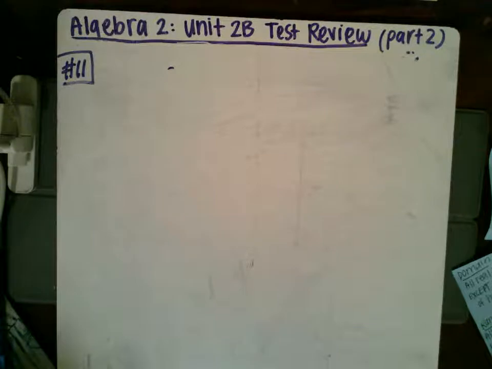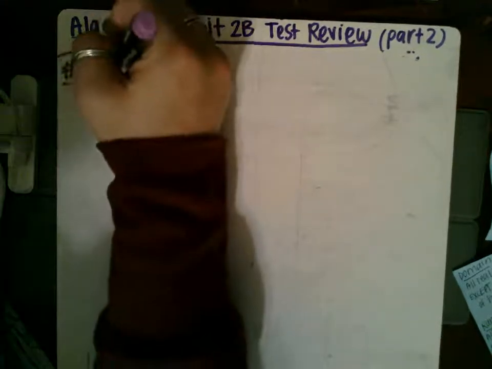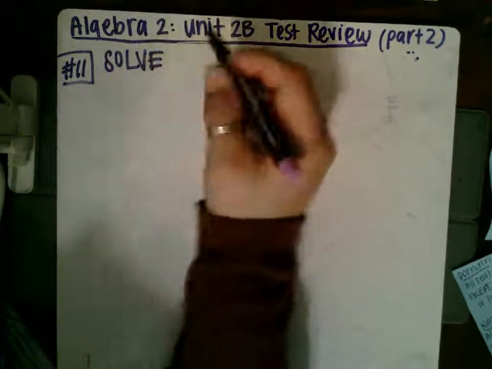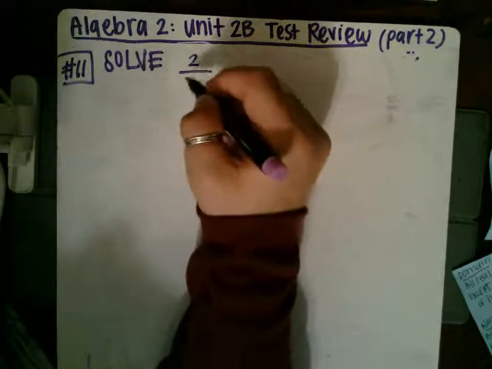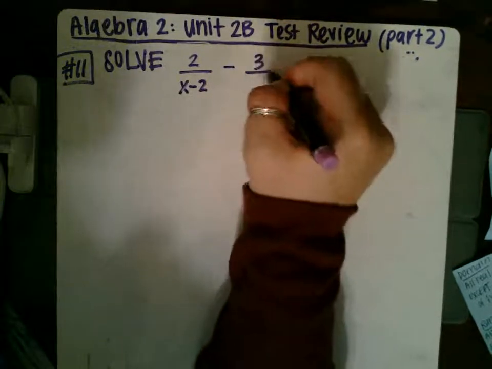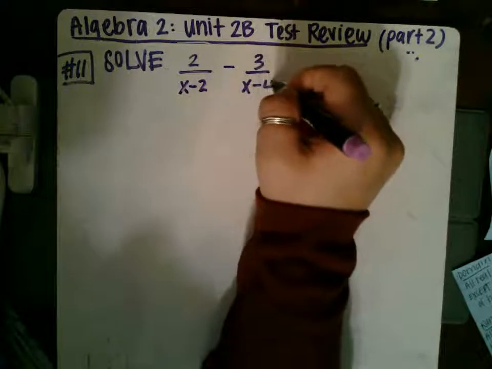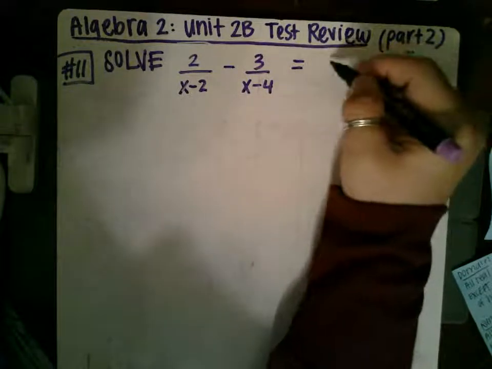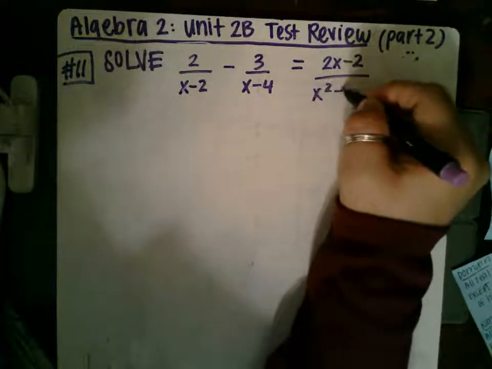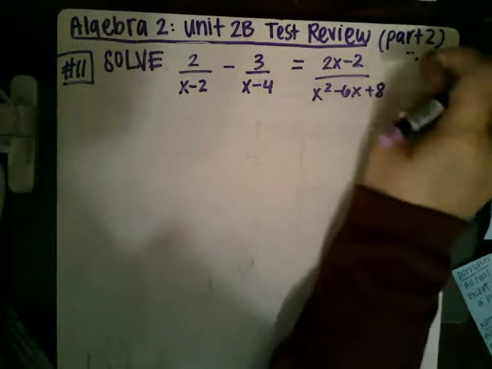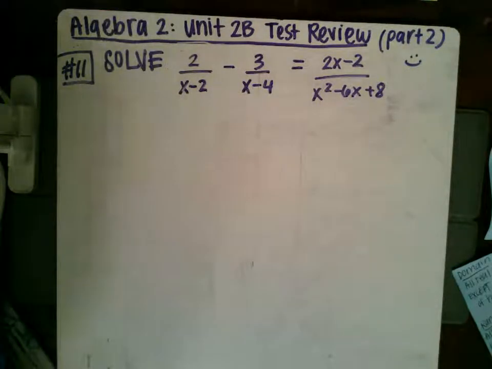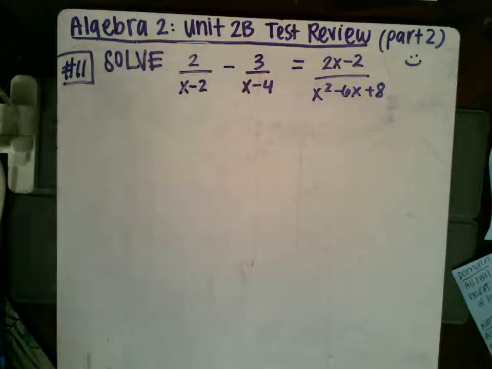It says to solve 2 over x minus 2 minus 3 over x minus 4 is equal to 2x minus 2 over x squared minus 6x plus 8. Okay, so we want to solve this problem. And to do so, we're going to need our solving rules.